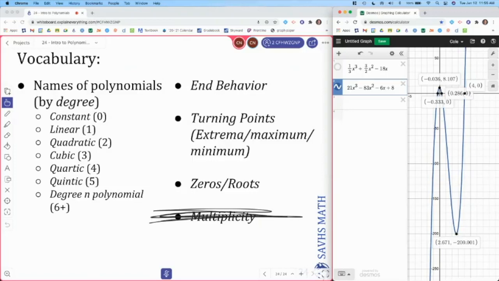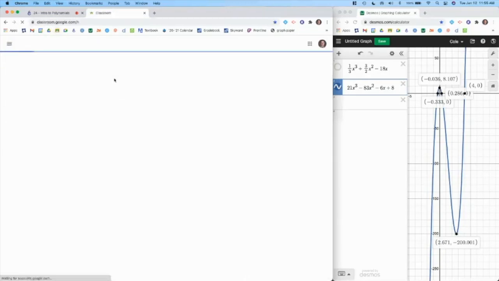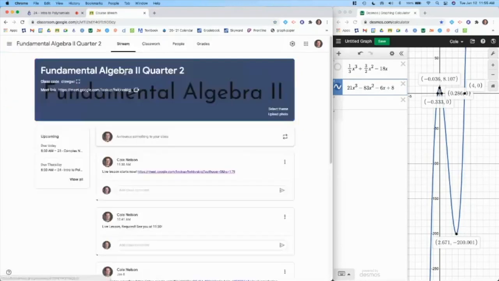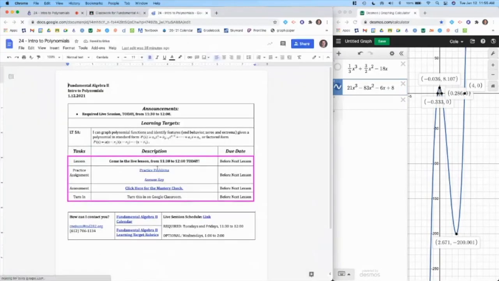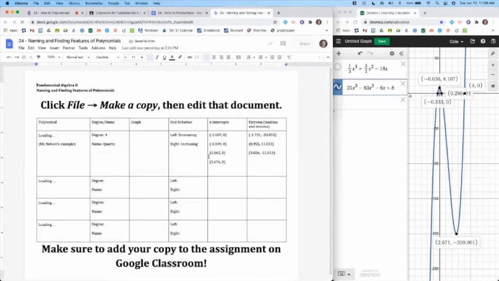I know that that's a lot. Let's just really quickly talk about what you need to do now. On Google Classroom, your assignment looks like this today. Here, you have some practice. And so this is my example. This is what I need you to do. I need you to identify the degree, the end behavior, the x-intercepts, and the extrema, and then give me a little screenshot of the graph for each of these 3 problems.